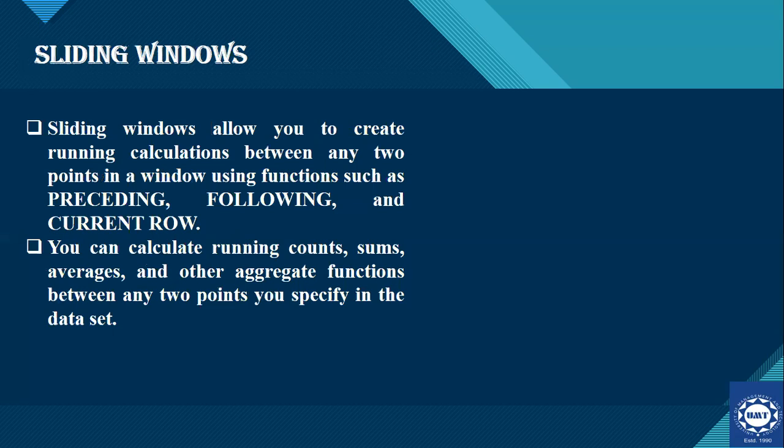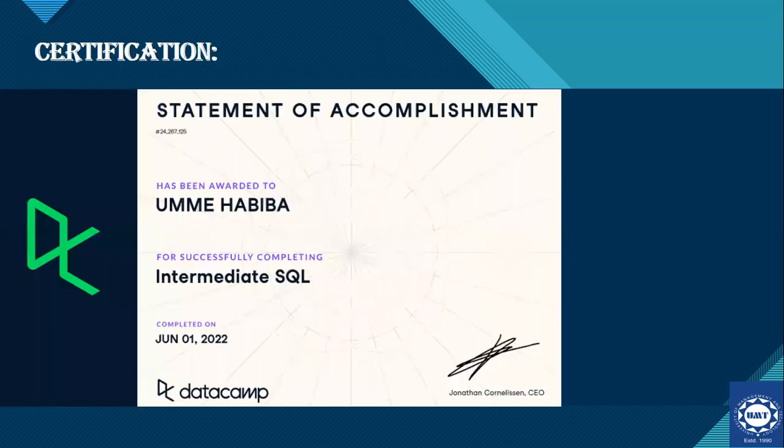Sliding windows allow you to create running calculations between any 2 points in a window using functions such as preceding, following, and current row. So you can calculate running counts, sums, averages, and other aggregate functions between any 2 points you specify in the dataset.